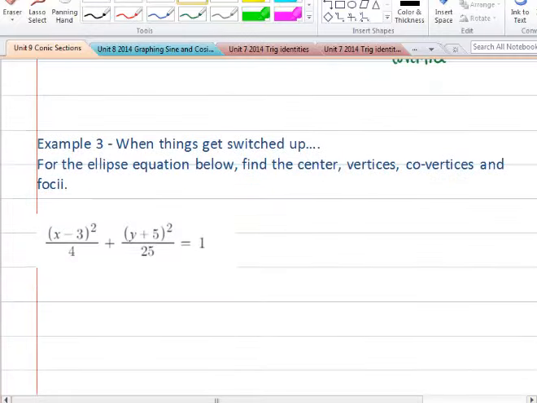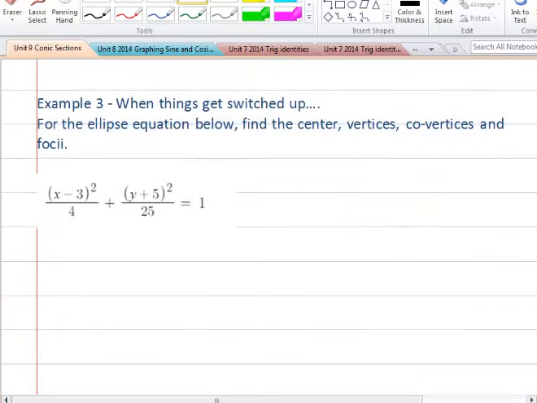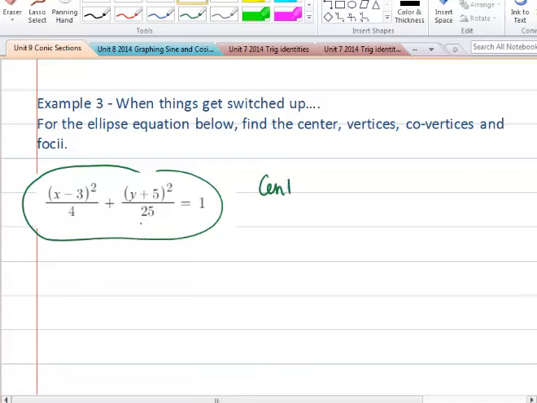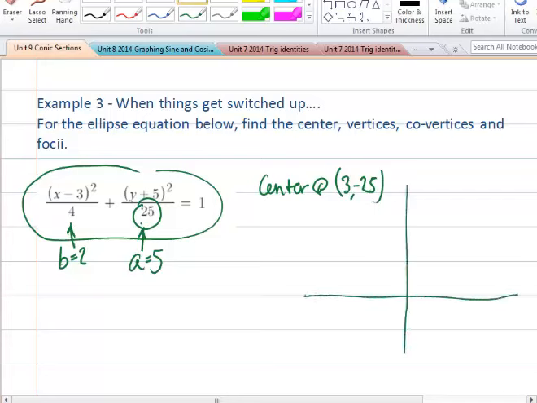The last problem we have is where we have a bit of a switch. I don't know if you noticed, but if you look at this equation, it's again an equation of ellipse. The center is going to be at 3, comma, -5. But in this case, because our a value is now underneath the y, the a is equal to 5, and the b is equal to 2. And because the a is underneath the y, it's now an ellipse with a major axis that runs vertical.